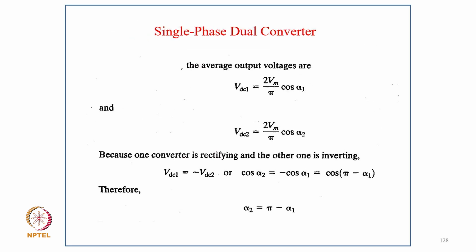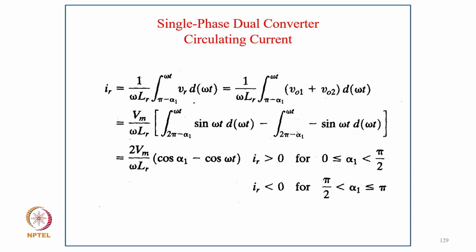And the average voltage is VDC1 equal to Vm upon pi cos alpha 1, and VDC2 is Vm upon pi cos alpha 2 for the second converter, and one converter is rectifying, another is inverting. So VDC1 equal to minus VDC2. So cos alpha 2 equal to minus cos alpha 1, and that is cos of pi minus alpha 1, or alpha 2 equal to pi minus alpha 1, or alpha 1 plus alpha 2 equal to pi.